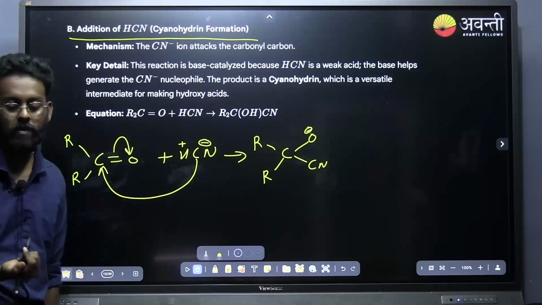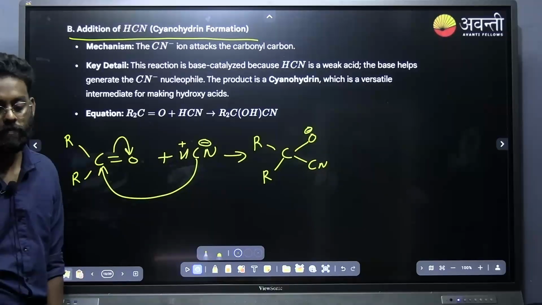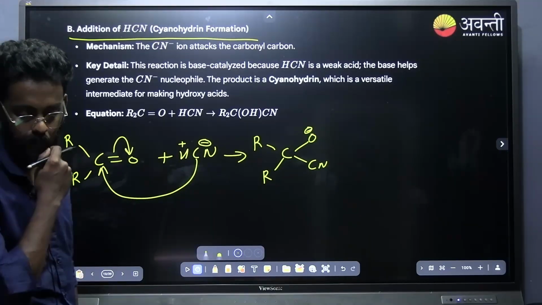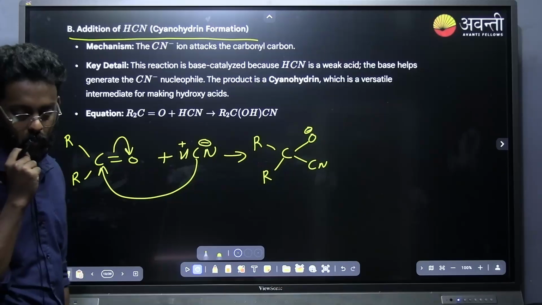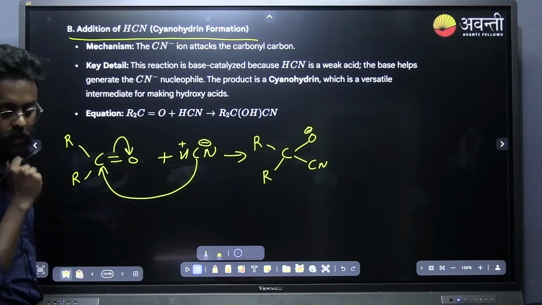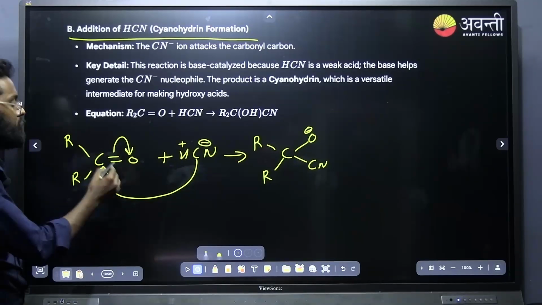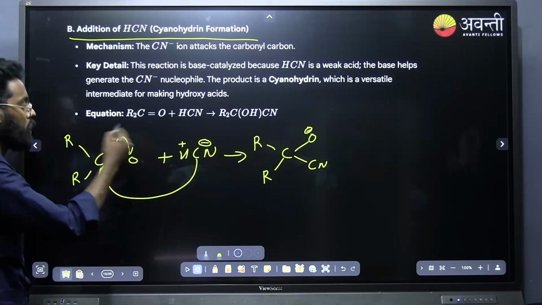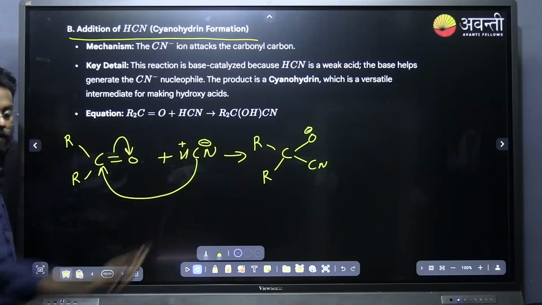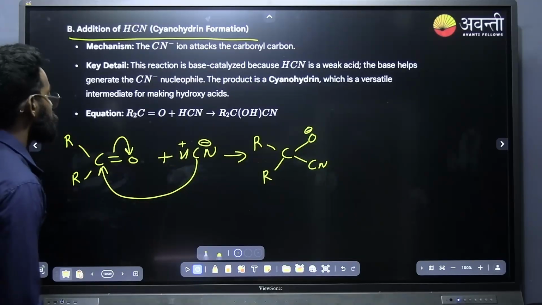Mesomeric effect, inductive effect, or any other effect? Remembering? Nobody. This is the effect we discussed in the organic GOC chapter, which is called the electromeric effect. If there is a shift of a pi bond away from or towards the attacking reagent, that type of effect we call the electromeric effect.